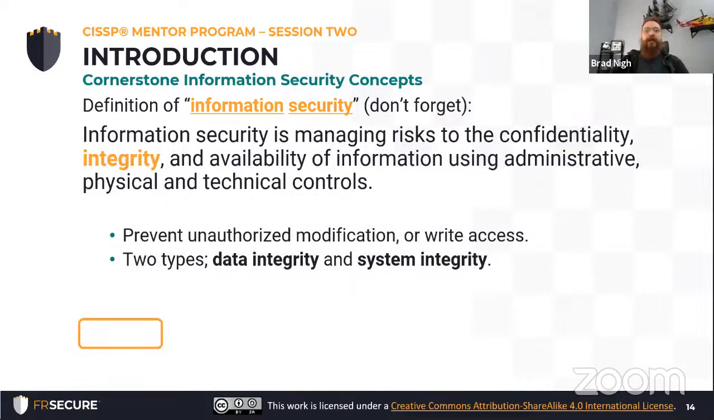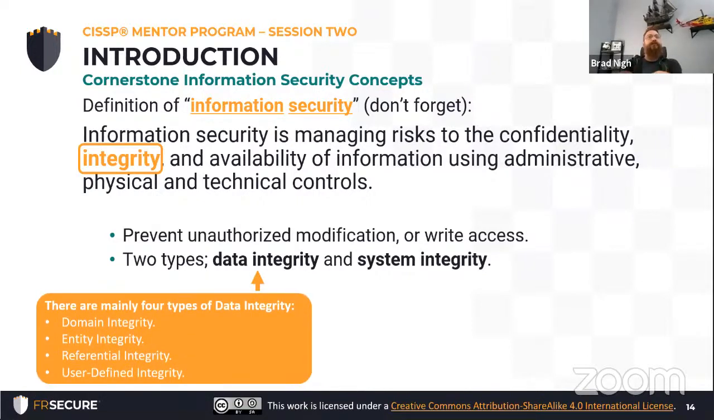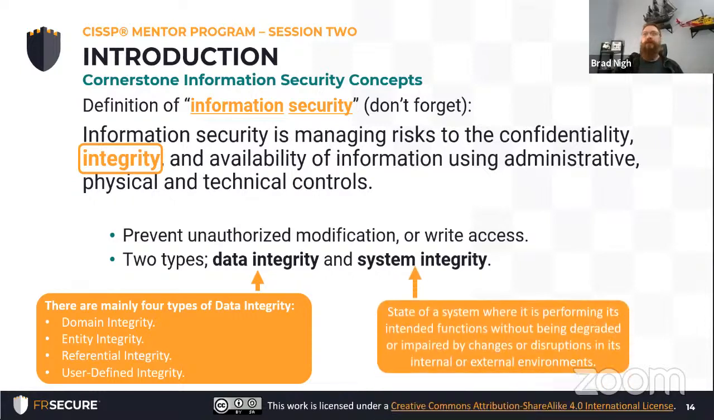So integrity, same thing we're going to talk through. It's making sure that we can trust the data. Four types of data there: domain, entity, referential, user defined. We'll go through that. Don't worry about freaking out about it yet, but I think this is the start of the fire hose. We're going to start going through a lot of terms, definitions, and things that you need to memorize.